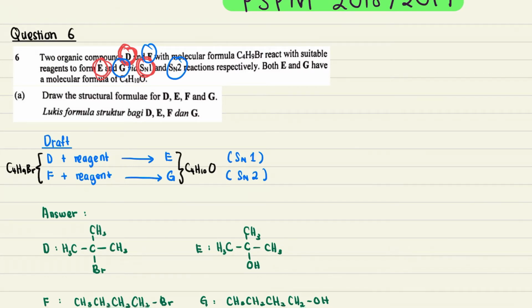So maksudnya SN1 sini dia akan jadi tertiary haloalkane lah. So D kita adalah tertiary haloalkane. Right, and then for SN2 dia tak suka crowded. Okay, so we opt for primary lah. Okay, tapi dalam skema dia terima primary or secondary. Tapi for me it's better for you to write secondary lah, primary lah, sebab lebih less steric effect.